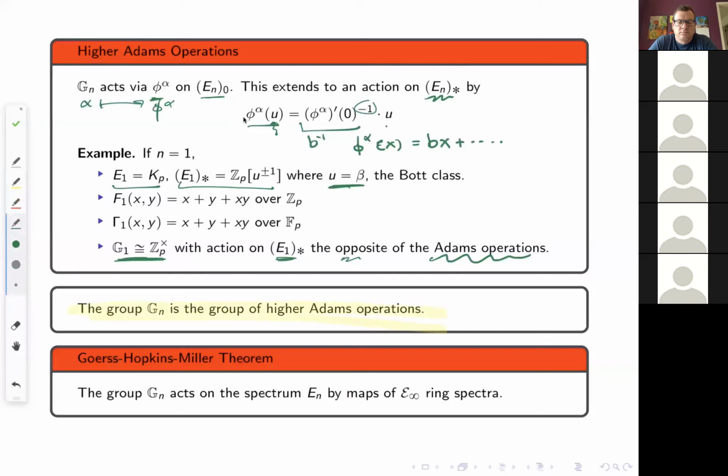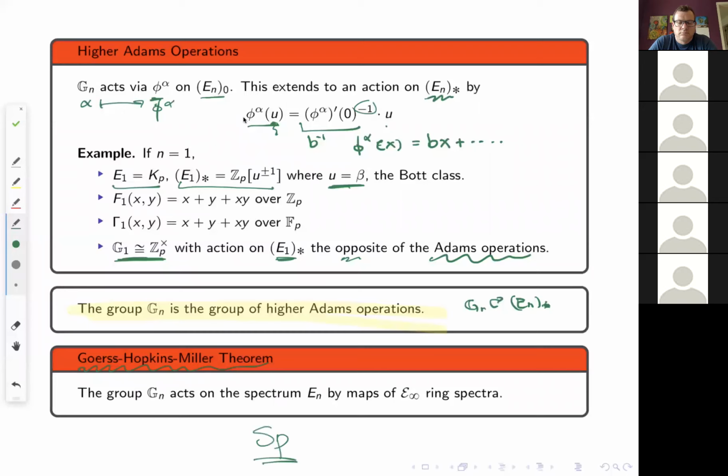Okay. So now a hard theorem is that we have this action of Gn on En star, right? We have Gn acting on the homotopy groups. Something difficult to prove is that this group Gn, you can think of it as acting on the spectrum. It doesn't just act up to homotopy, so it doesn't just act in the stable homotopy category, it acts in spectra, so now in the category of spectra.